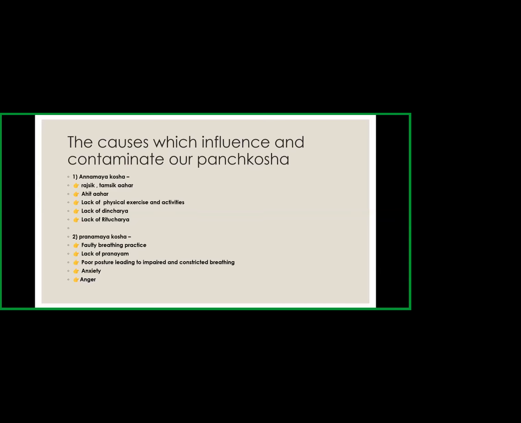Now coming to the second kosha, the Pranamaya kosha. There is a habit in us: we breathe through our chest area. We do not breathe through our abdomen area. This is the faulty breathing practice. When we inhale and expand the chest, this is the faulty breathing practice, and it influences the Pranamaya kosha.